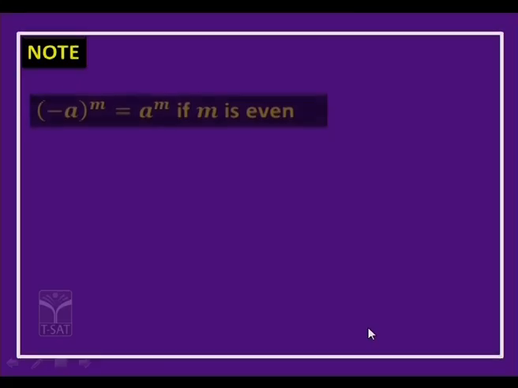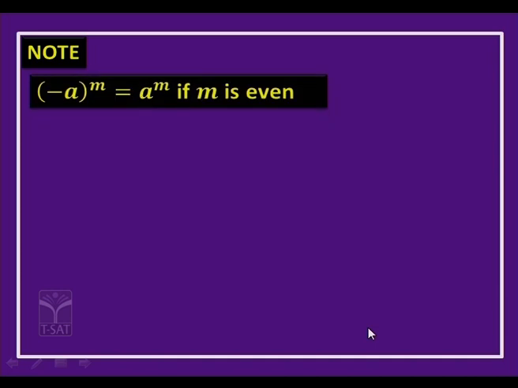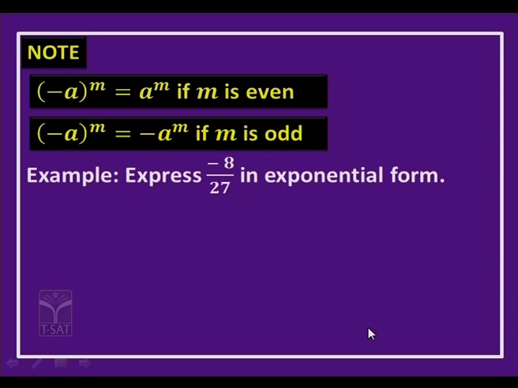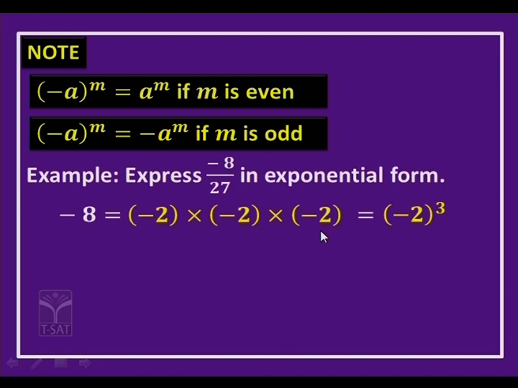Let us see. Minus a whole power m is equal to a to the power of m if m is even. Similarly, minus a whole power m is equal to minus a power m if m is odd. Let us solve one small example children, that is express minus 8 by 27 in exponential form. So, minus 8, this can be written as product of minus 2 and minus 2. Okay, children. So, what do you get? Minus into minus, we have plus, plus into minus, minus. 2 into 2, 4, 4 into 2, 8. So, we get minus 2 whole cube, right children.